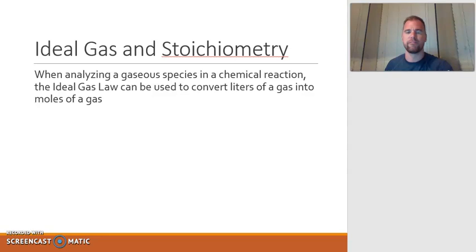Remember, like I said before, that when you're looking at a chemical reaction dealing with gases, it's important to look at what is the temperature and pressure of the room. And when analyzing a gas species in a chemical reaction, the ideal gas law can be used to convert liters of a gas into moles and vice versa when the conditions are not at STP.